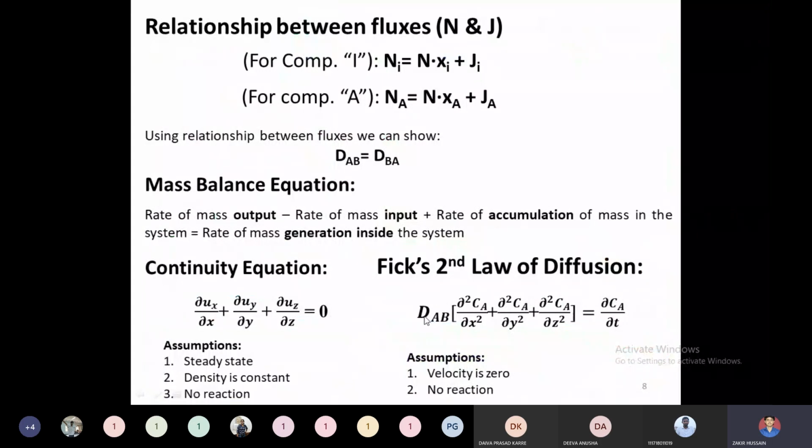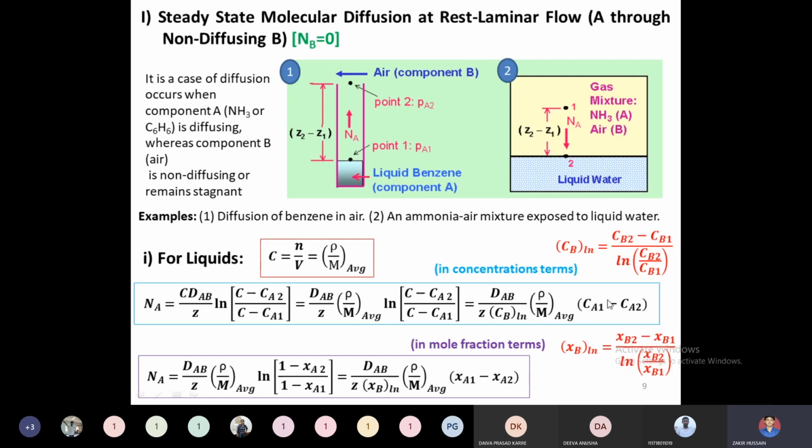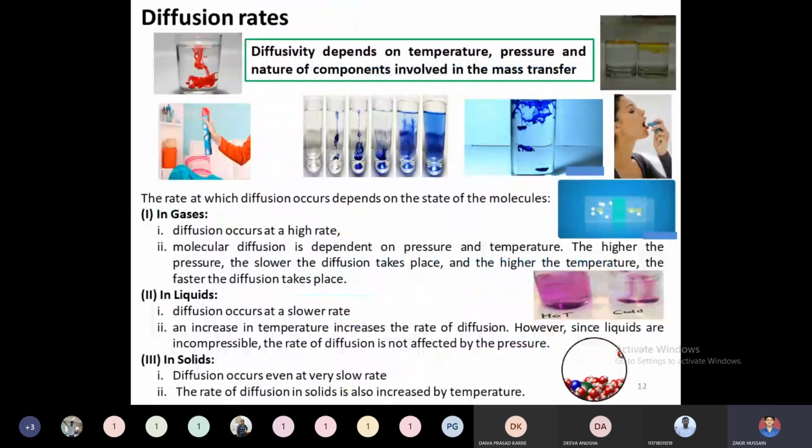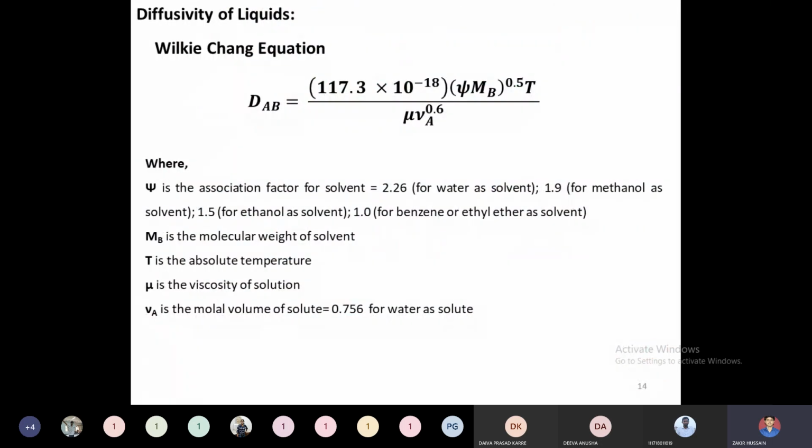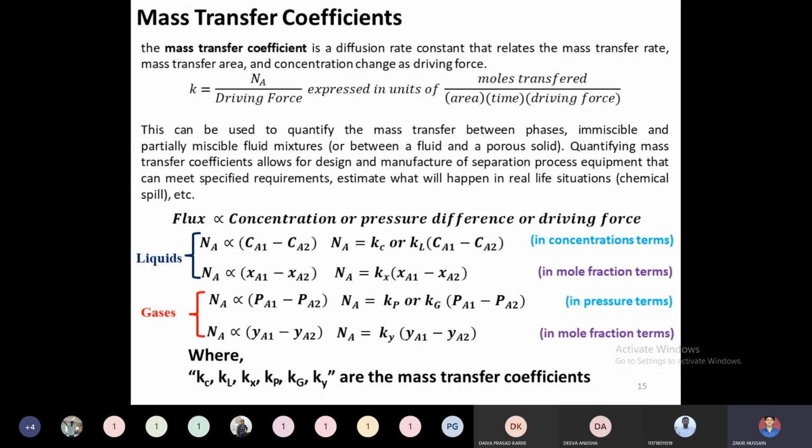If you can see this one, this is applicable for three spatial coordinates x, y, z. If you consider only a single dimension, we can neglect the two spatial coordinates y and z. Then D_AB ∂²C_A/∂x² is equal to ∂C_A/∂t. It is applicable in the present case of penetration theory.